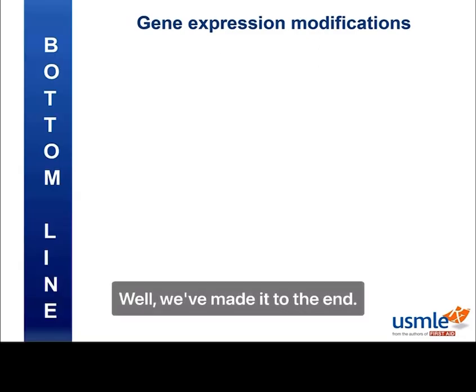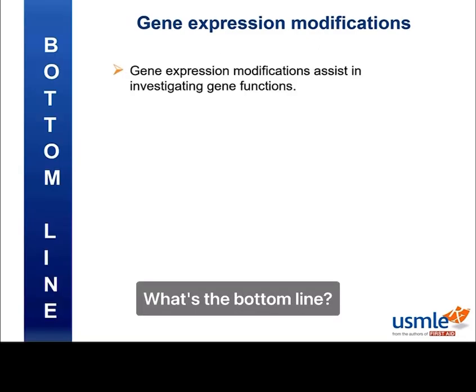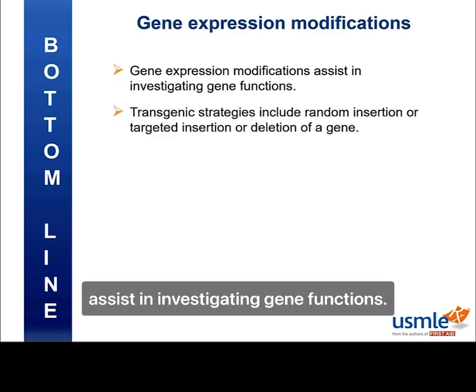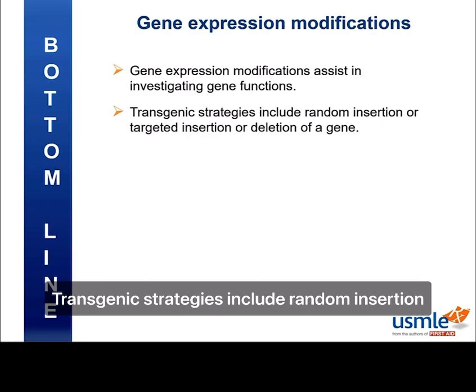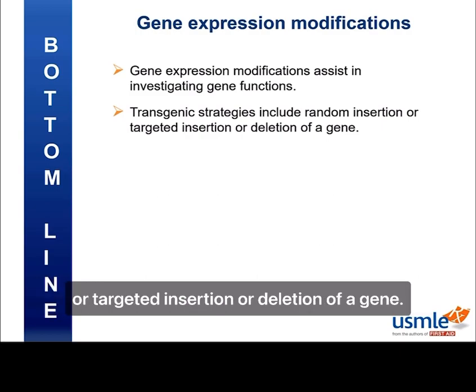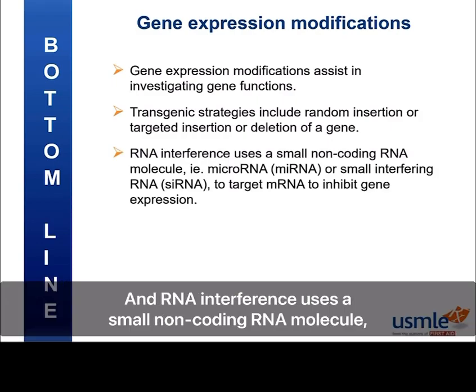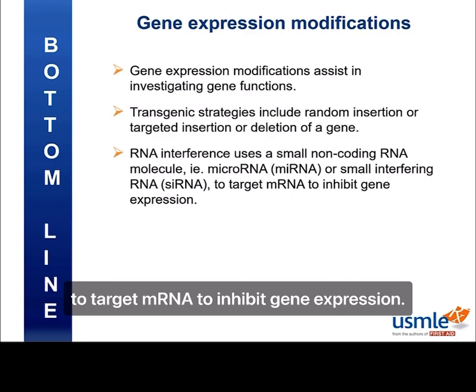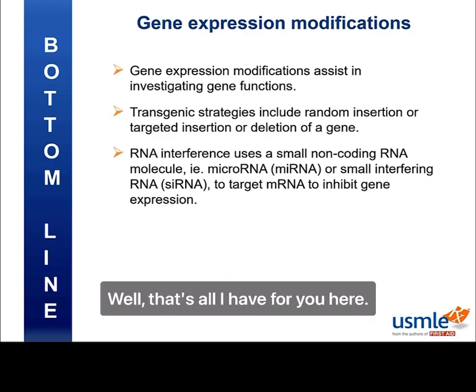Well, we've made it to the end. What's the bottom line? Gene expression modifications assist in investigating gene functions. Transgenic strategies include random insertion or targeted insertion or deletion of a gene. And RNA interference uses a small non-coding RNA molecule, a microRNA or small interfering RNA, to target mRNA to inhibit gene expression. Well, that's all I have for you here.